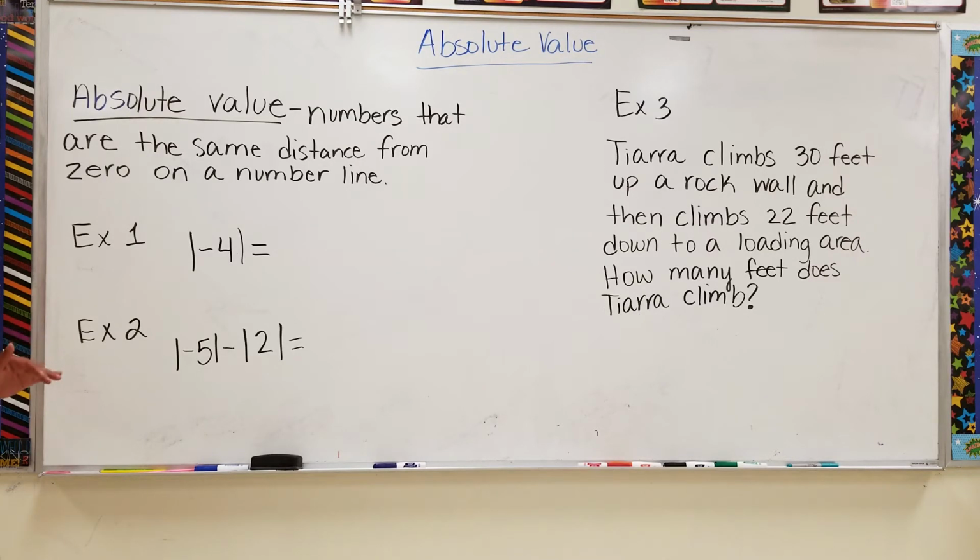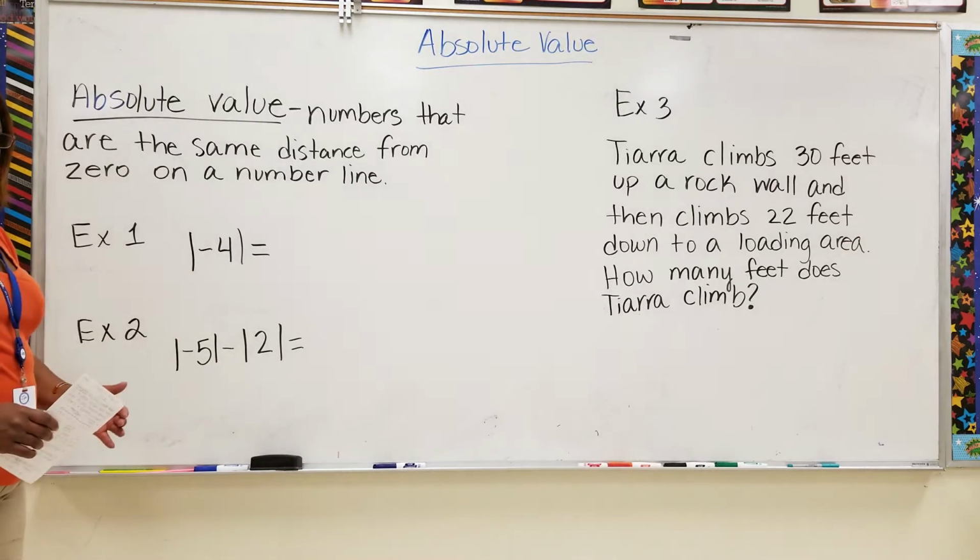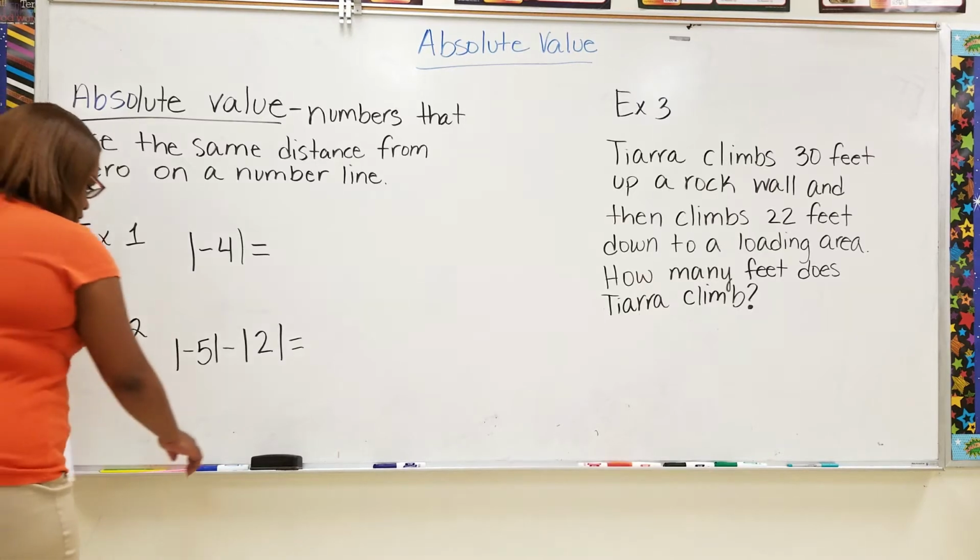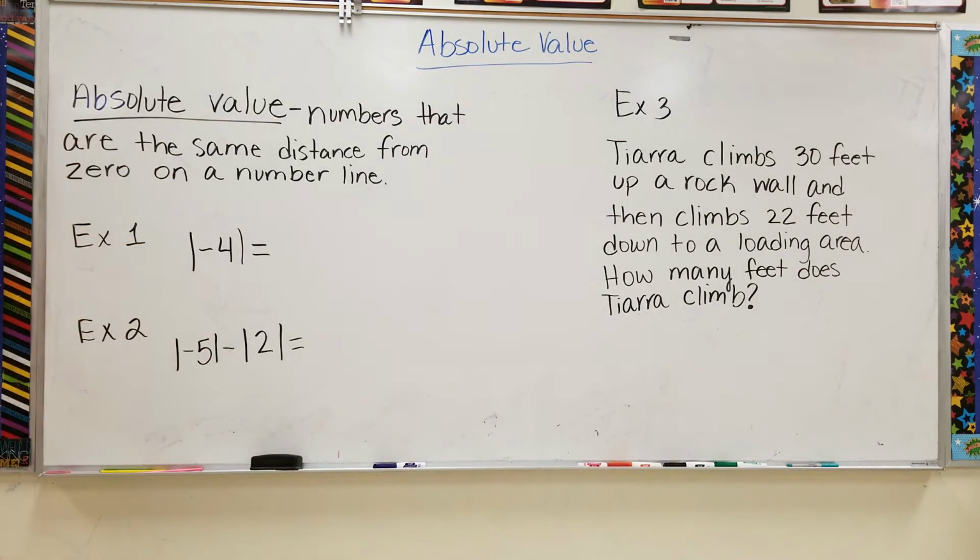Absolute value are numbers that are the same distance from 0 on a number line, okay? So, example number 1. When you see these brackets, that means absolute value, okay? So here, they want us to figure out what is the absolute value of -4. Remember, absolute value is basically the distance from 0. What is the distance from 0? Okay? So -4. Well, we're on a number line, okay? And we look at -4.